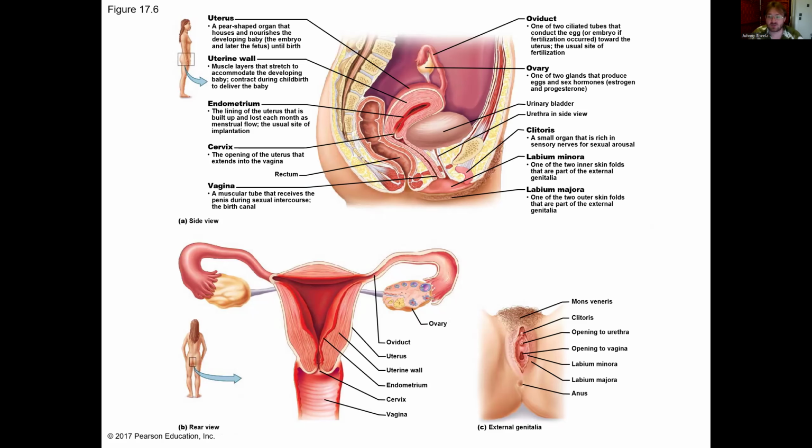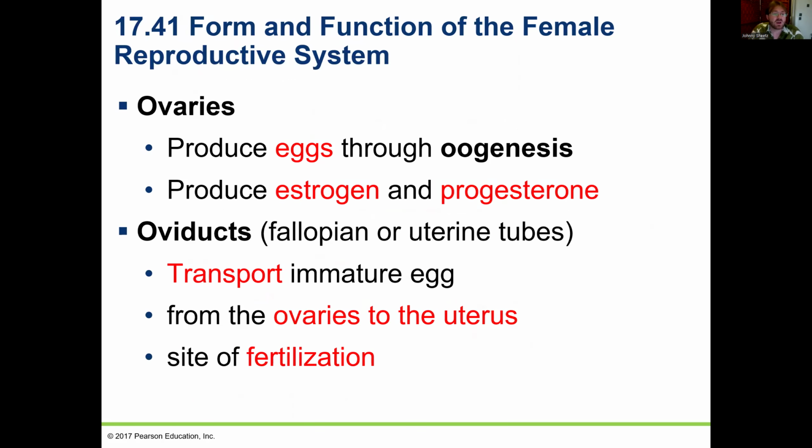There's a lot to cover, so let's go and do it stage by stage. So, ovaries produce eggs through oogenesis. This is going to produce estrogen and progesterone. Although it is important to note, while a sperm is going to produce 4 daughter cells, this is only going to produce 1 viable daughter cell at the end.